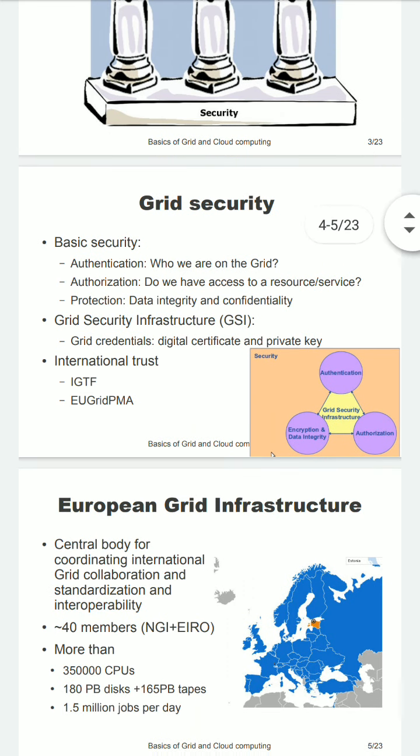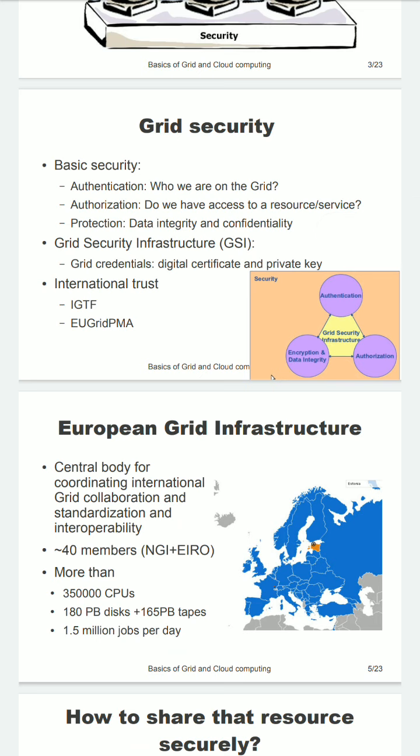So what is the European grid infrastructure? In the European grid infrastructure, there is a central body for coordinating international grid collaboration, standardization and interoperability. Interoperability means the data is accessible, that every computer has the capacity and infrastructure to support the type of data and the type of project running. That is called interoperability.